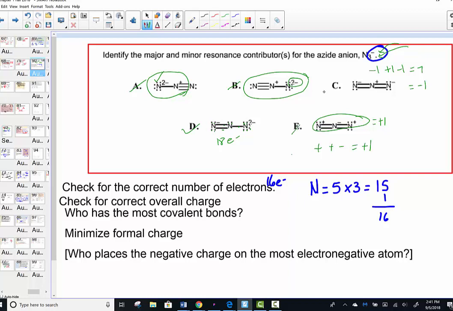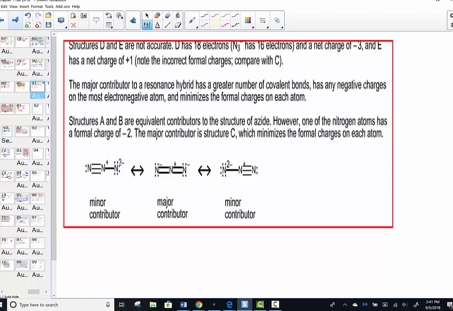So that makes no sense for letter E. You see how it's strategizing? Check for the correct overall charge. I could eliminate some of those. Which one has the most covalent bonds? That got rid of letter D as well. Minimize formal charge. Which one are you thinking is the best structure for the resonance of azide, N3 negative? We said structure D and E were not accurate. Too many electrons, a net charge of -3 or a net charge of +1 helped us eliminate some of those.